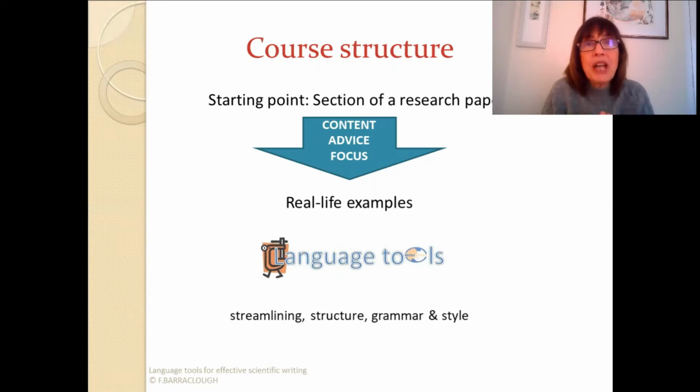And looking at the language aspects to see how we could streamline, which is very important because we want to try to create clear, concise messages, and then the structure, the grammar and the style to see how we can improve these texts. And then you will have ample opportunity for practicing this through different tasks, some of which include your own writing, okay?